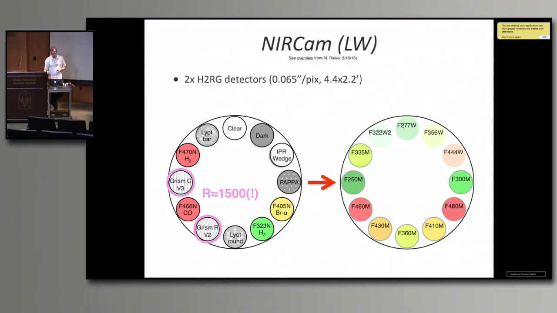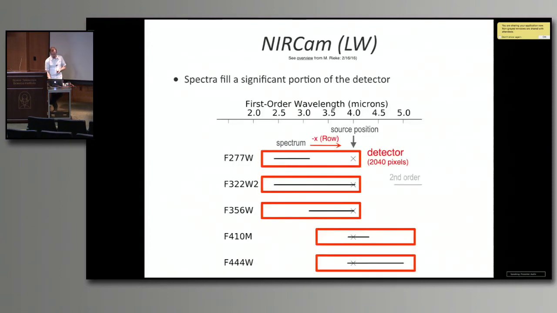So it does make some things a little bit more complicated than what I've shown earlier. For one thing, the spectra take up a lot more detector real estate because you've got this very high dispersion. So in the case of the broadest filter here, F322W2, which covers most of the long wavelength bandpass, the spectra you see cover basically the whole field of view of the NIRCam detector. And even with the medium band filters, they take up about 20% of the field of view.